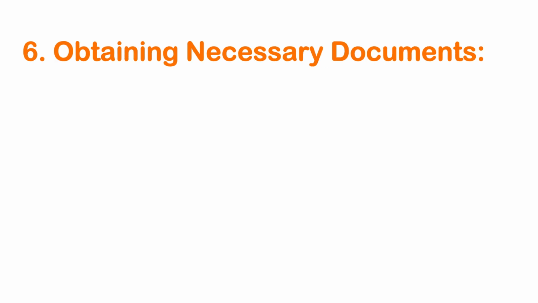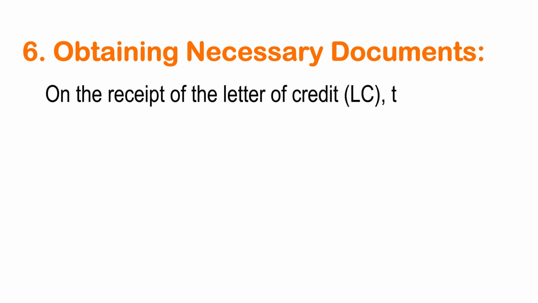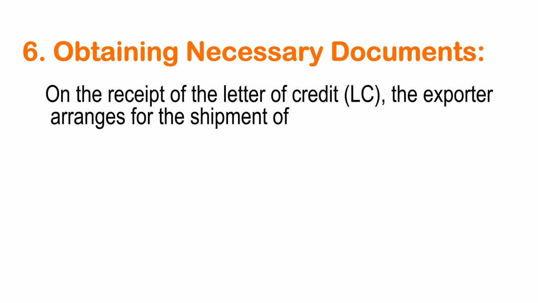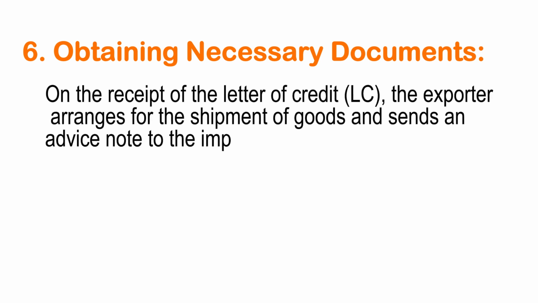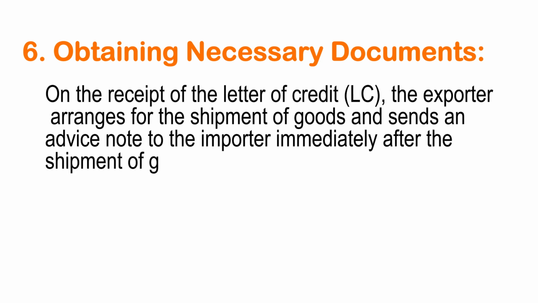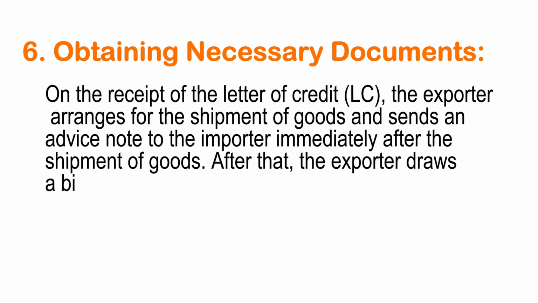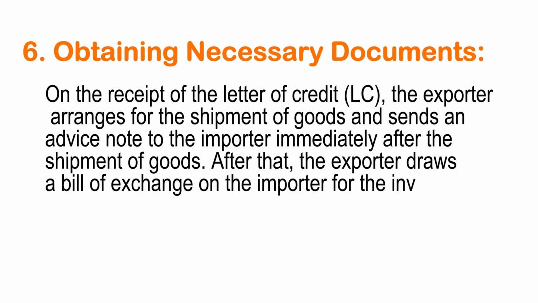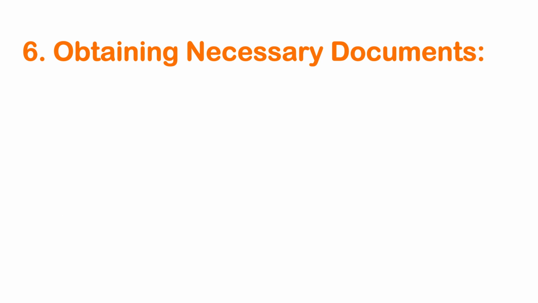6. Obtaining necessary documents. On the receipt of the letter of credit, the exporter arranges for the shipment of goods and sends an advice note to the importer immediately after the shipment of goods. After that, the exporter draws a bill of exchange on the importer for the invoice value of goods.